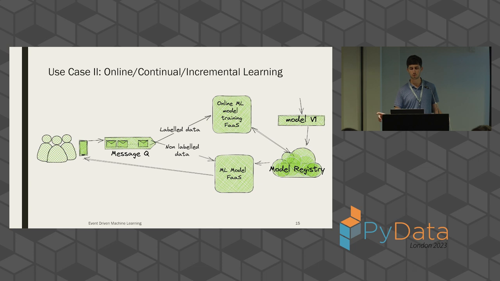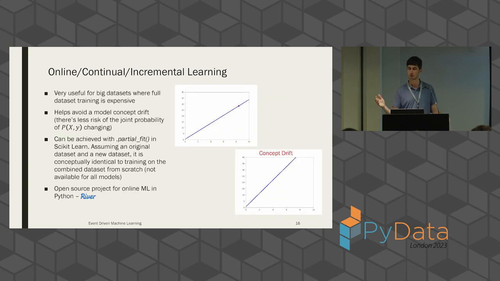So a few more points about online learning. It's very, very useful where you have big data sets, where your full data set training can be very expensive. You can think about a data set which is petabytes large, and every time you would run a machine learning training pipeline on that kind of data, it might take, I don't know, even thousands of dollars just to train it one time. So if you incrementally add data points as you go and you train it that way, it's much more efficient and you can save a lot of costs.